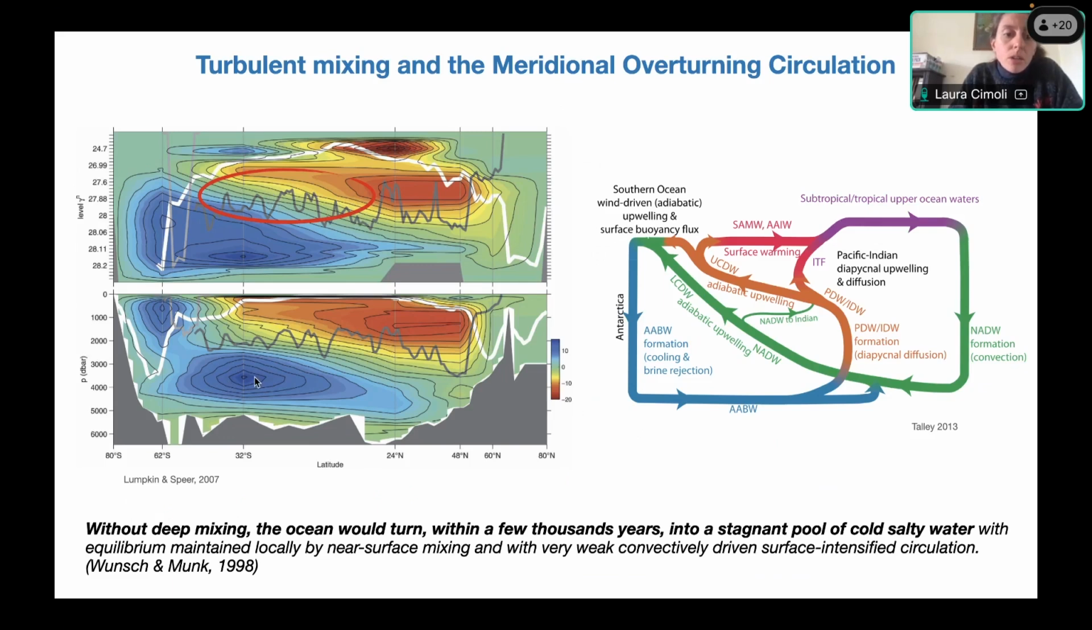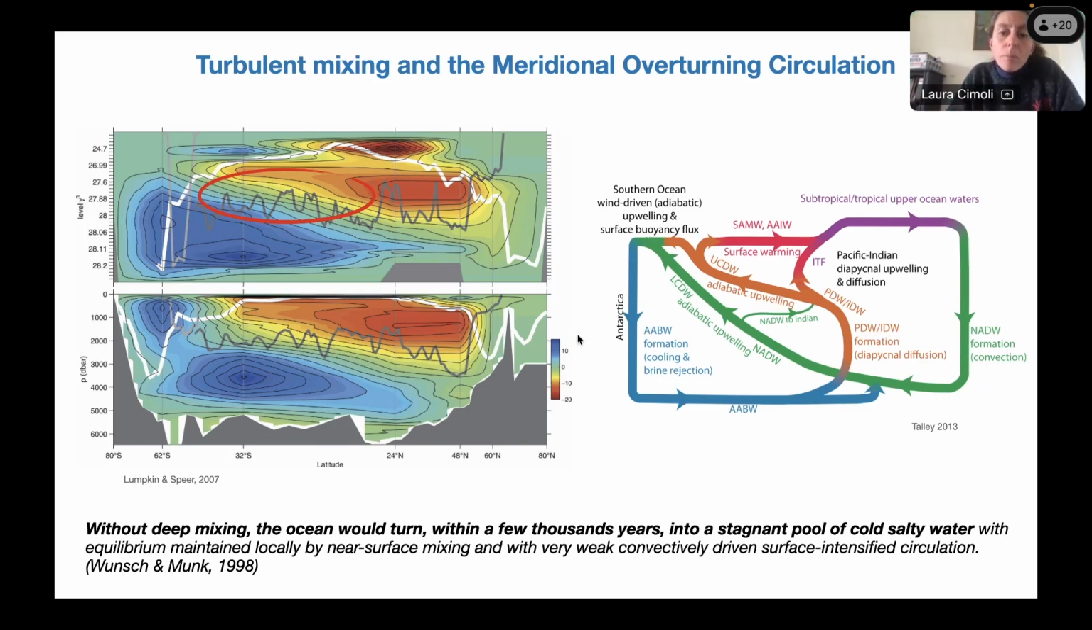And this process is particularly important when we look at the Pacific and Indian deep waters, where we don't have a significant formation of deep waters in the north. It's thanks to diapycnal mixing, the process that allows the transformation of Antarctic Bottom Waters into lighter ones, that we get the formation of Pacific deep waters and Indian deep waters, which can then make their way back to the Southern Ocean.